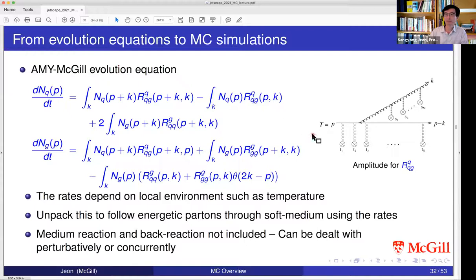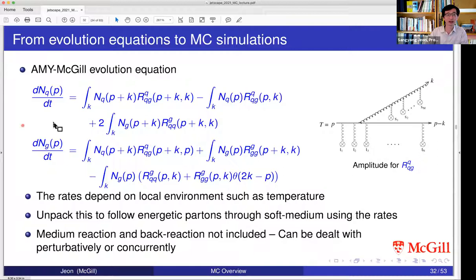Okay, what does it represent? This represents the number of quarks with the momentum, longitudinal momentum in this case, p. How do you gain that? You start with a quark with p plus k, and this is the rate that p plus k becomes p plus k emits, in this case, a gluon with the energy k. That means the remaining quark has a momentum p, and that's the gain rate, and so on and so forth.